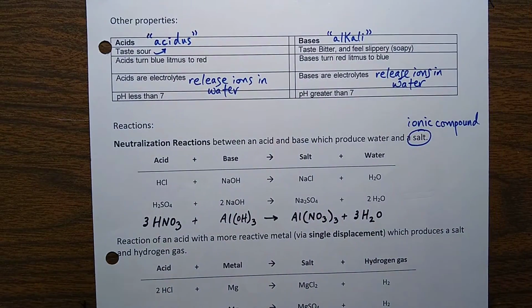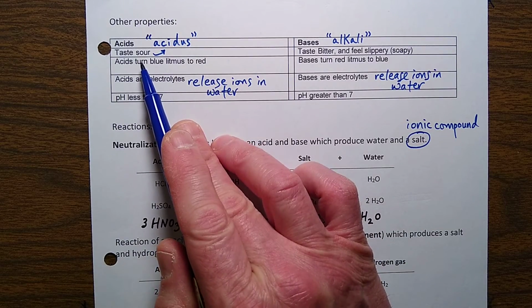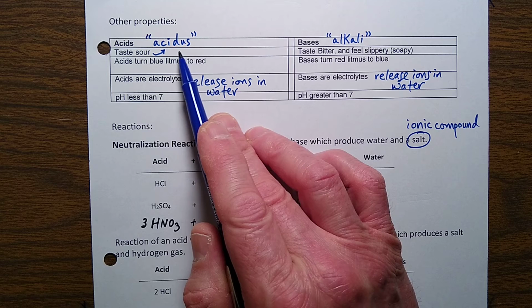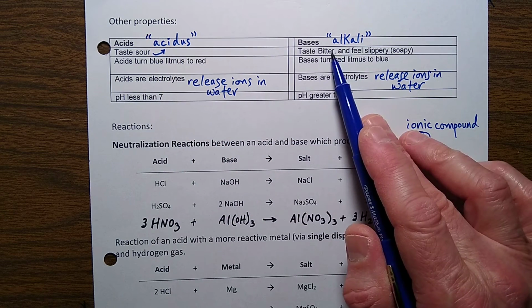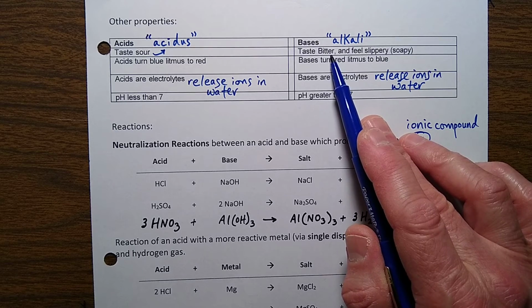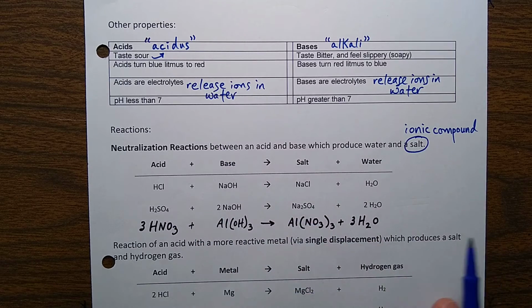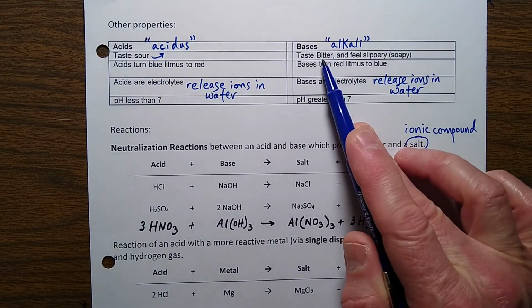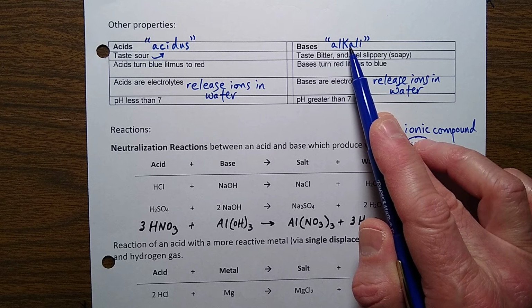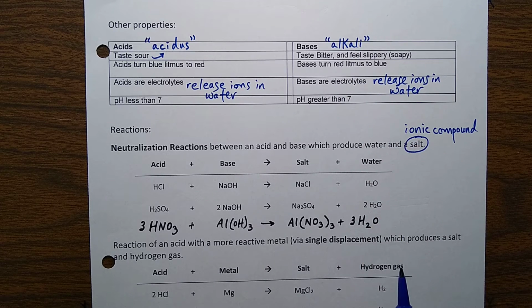Some of the other properties of acids and bases are on this next page of your notes. Acids taste sour. I think the Greek or Latin word for sour is acidus, so that's where we get the word acid. With acids and bases, there's a lot of symmetry involved. They balance each other out in many ways. Acids taste sour, bases taste bitter. The word alkali is another word that describes basic. You might have heard of alkaline batteries.